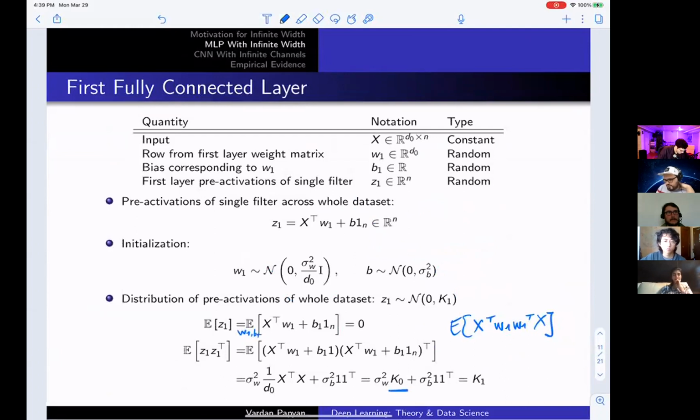So K0 is X transpose X, and K1 is just what is written here to the left. Okay. So the interpretation of K0, because it's defined to be X transpose X, you should think of it as a gram matrix, which just calculates inner products between your different data points.